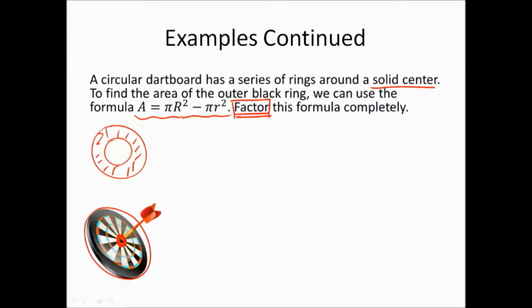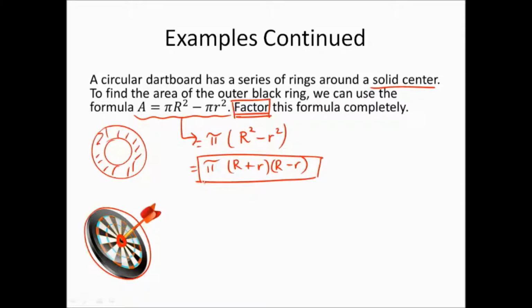So let's take a look if we can factor this. There's a common factor of pi, so let's take that out. And then we have big R squared minus little r squared. Hey, that's a difference of squares. So pi stays, and the difference of squares has a plus and a minus: R plus r, R minus r. So if someone doesn't know how to square things, you can just tell them, well, take the two radii, add them, and subtract them, multiply those two numbers together, and multiply by pi is another way to find the area of the outer black ring.